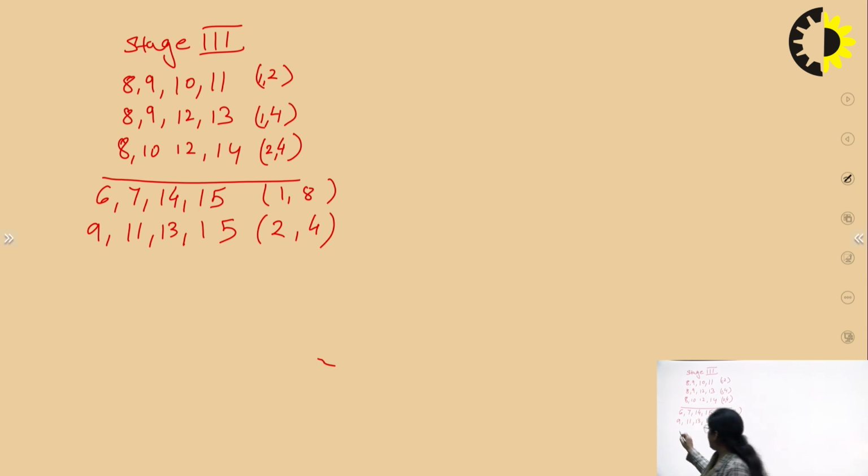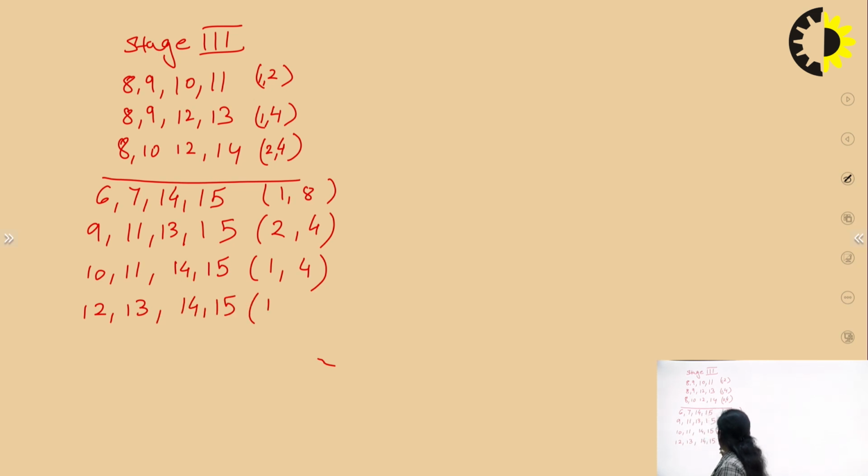Then we have 10, 11. The group is 10, 11 and 14, 15. Here we have 1 and 4. And then 12, 13 the difference is 1, and 14, 15 the difference is 2. So this is our stage 3, from stage 2 to stage 3. In stage 2 we have 3 groups, and now in stage 3 we have only 2 groups.